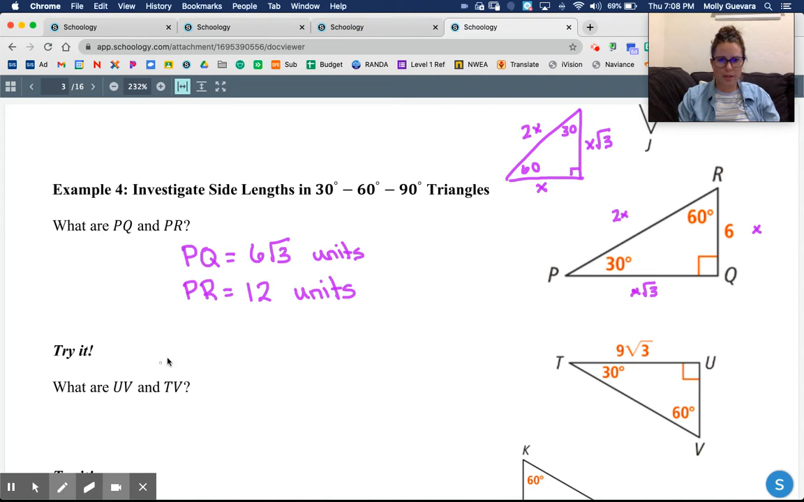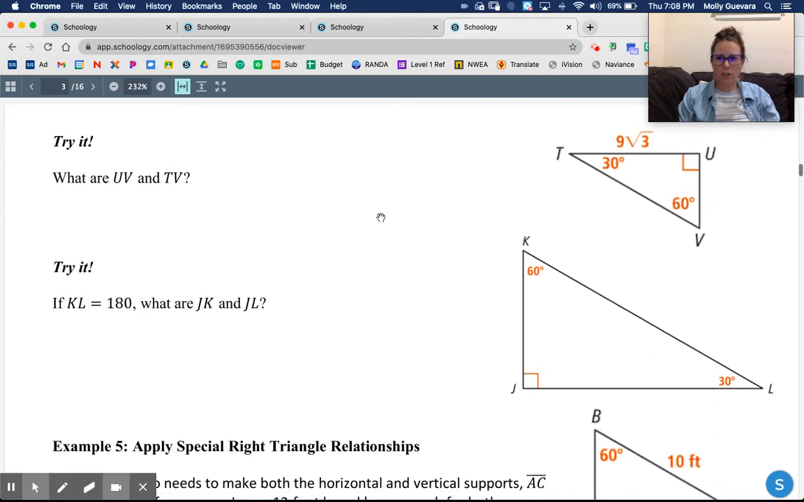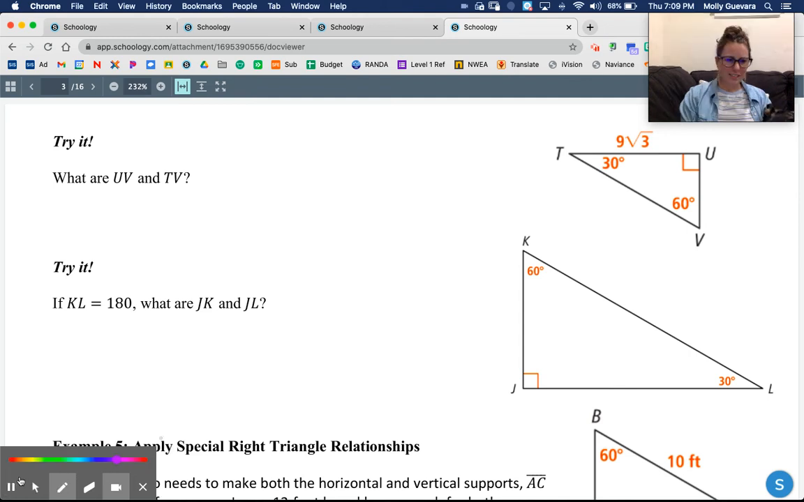Okay, I want you guys to try this. There's actually 2, so I'm going to erase this and scroll down. I want you to try both of these. So go ahead, pause the video, give it a shot, and then when you're ready, hit play and we'll go over it. Okay, so let's look at this first, try it.